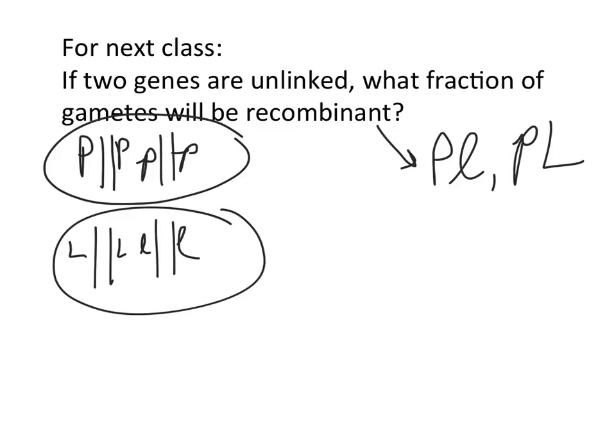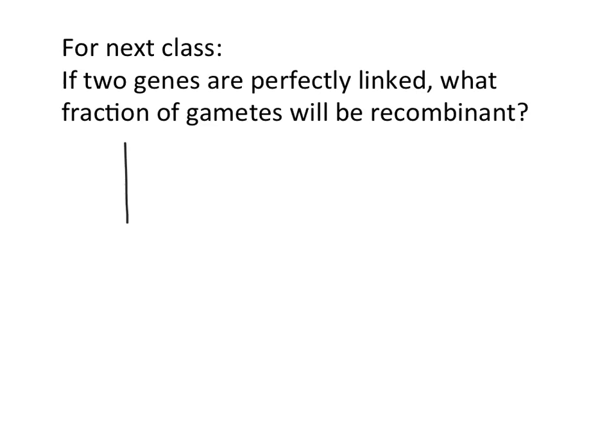If 2 genes are absolutely linked, and by this I mean, when I say absolutely linked, that the 2 genes are right next to each other on their chromosome. They're so close that they're touching each other. They may even be overlapping. That's what I mean by perfectly linked. 2 genes so close to each other on the same chromosome, they're practically indistinguishable from each other.